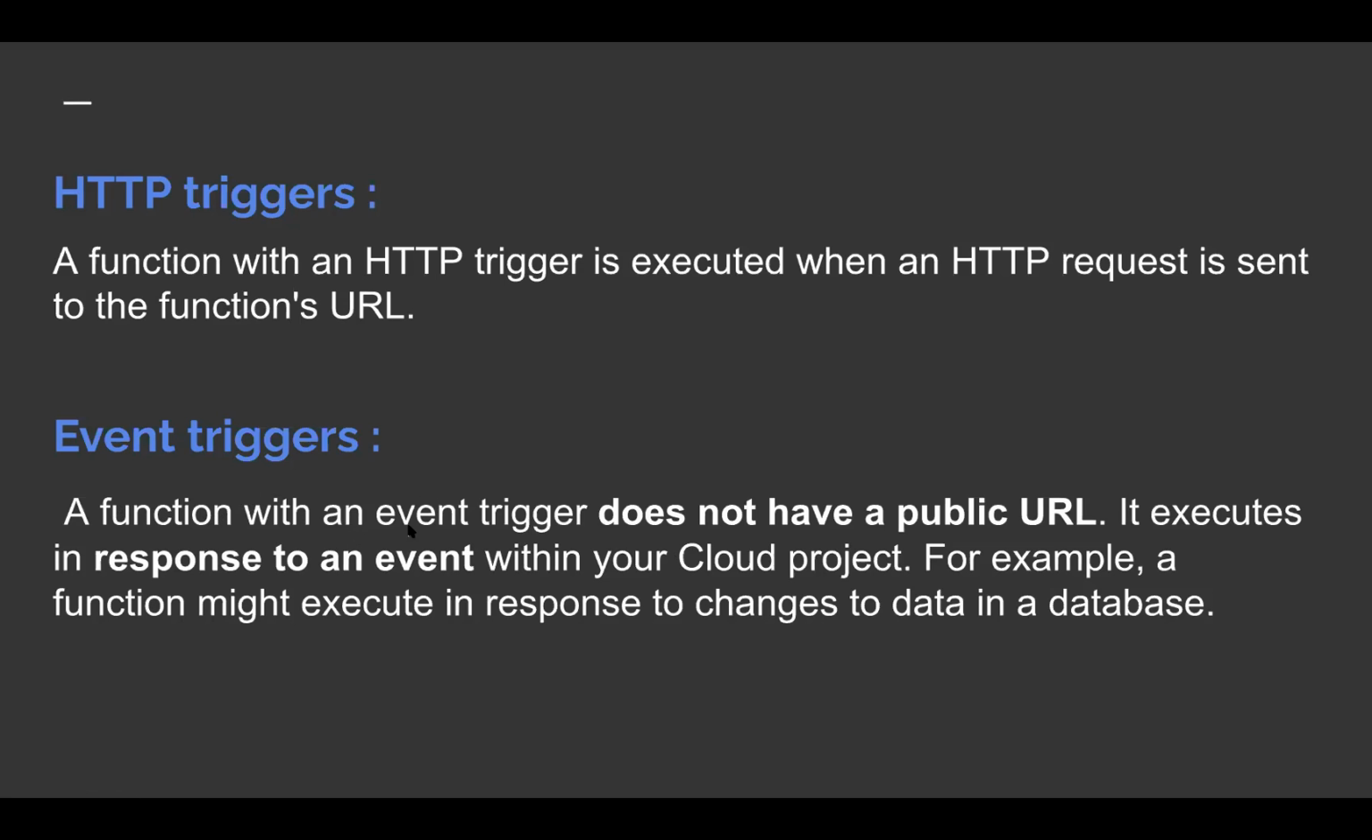So a function with an event trigger does not have a public URL. It executes in response to an event within your cloud project. For example, a function might execute in response to a change to data in a database. So if we have changed anything in the database, we also get an event, and we can write a function to trigger whenever we get that event.